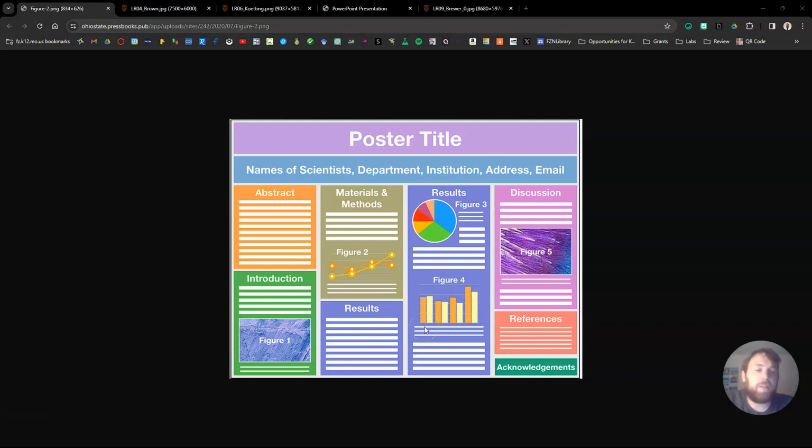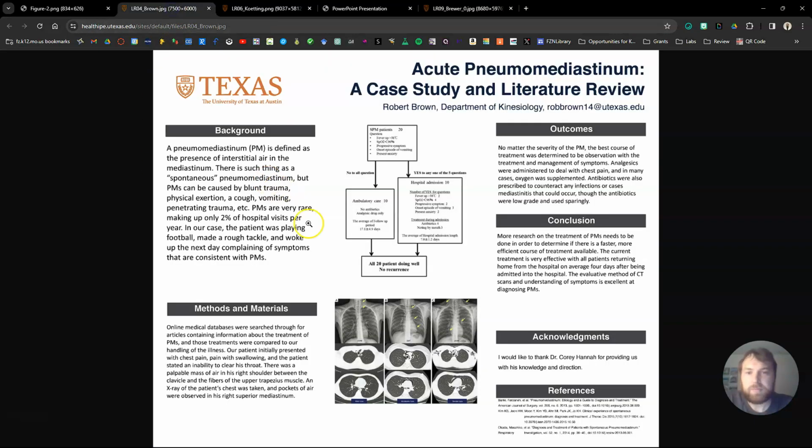I want to show you some examples that I found that may or may not be applicable to you and may not be even good posters, but some that we can at least discuss together.